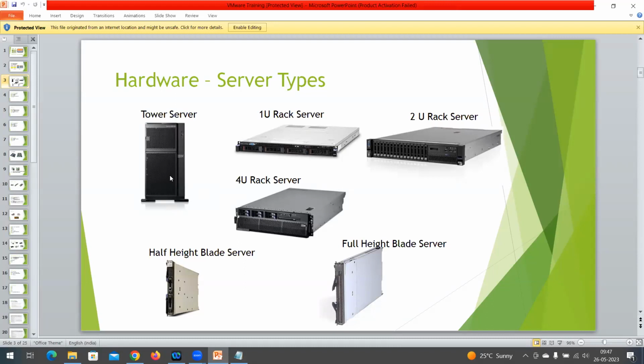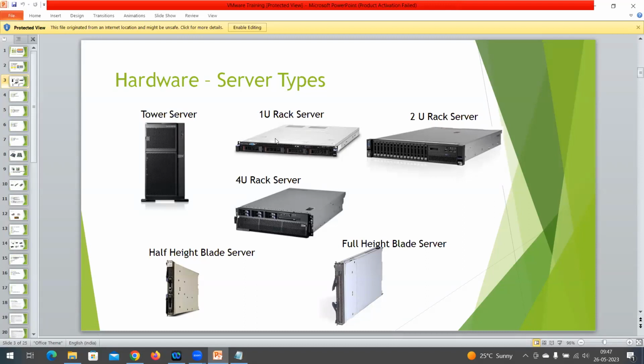For example, my environment is going to have 100 physical ESXi servers. If I go with tower servers, how much space is required? I need at least 5 to 10 rooms, or one building, to place this kind of tower server, 100 servers in a building.